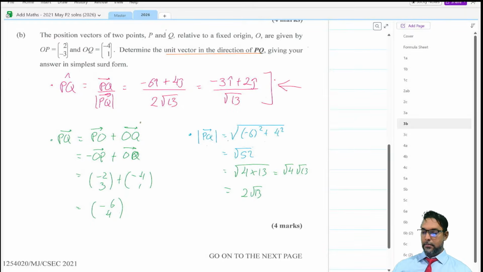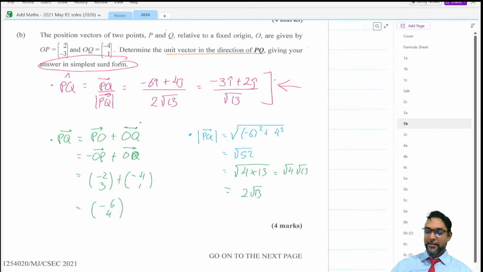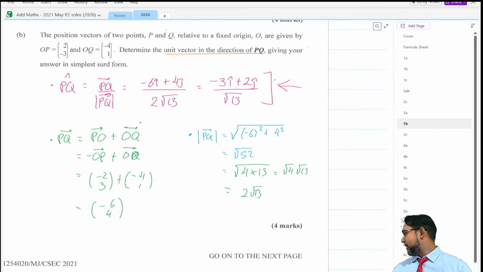Oh, I put it into vector form, like matrix form. I guess you could. Yeah, I just have to... Do you have to? Oh, because it says simplest surd form. Oh, you're joking. Read your question, Gil.